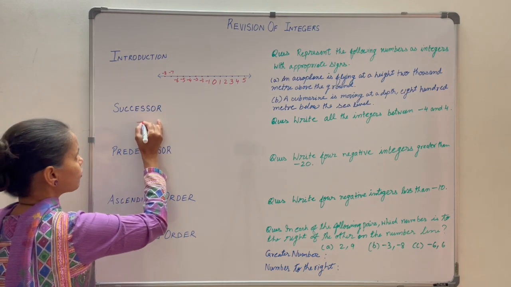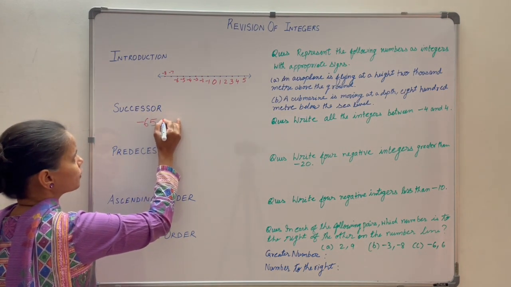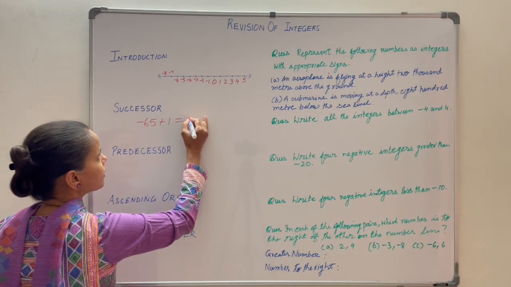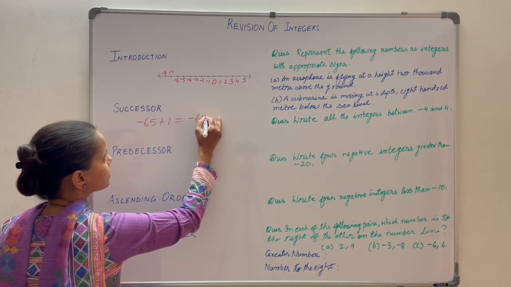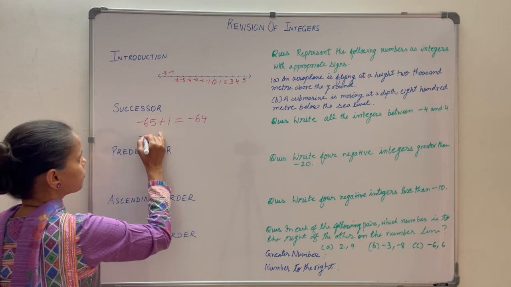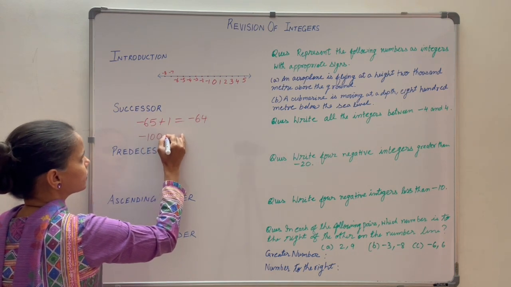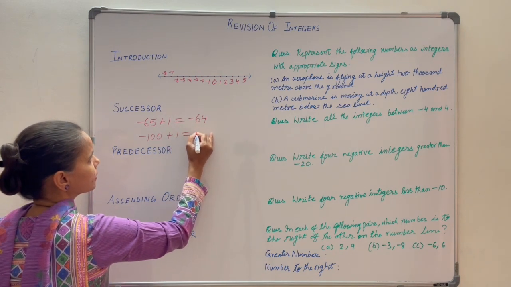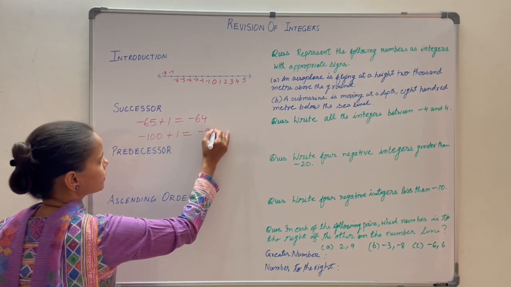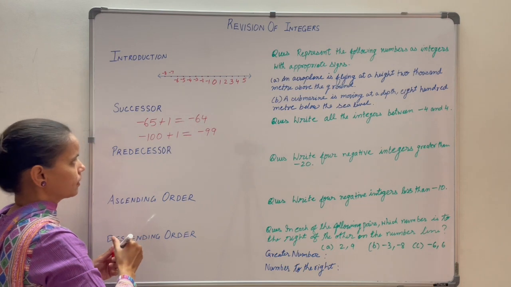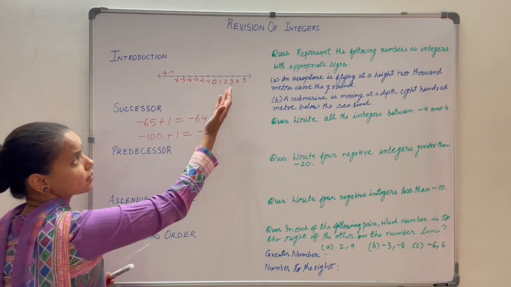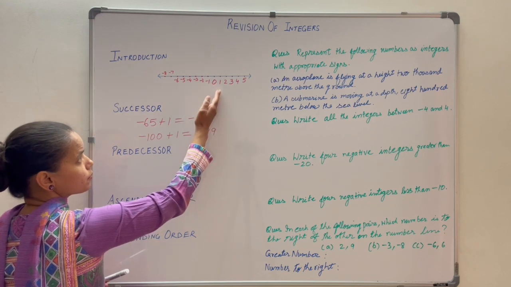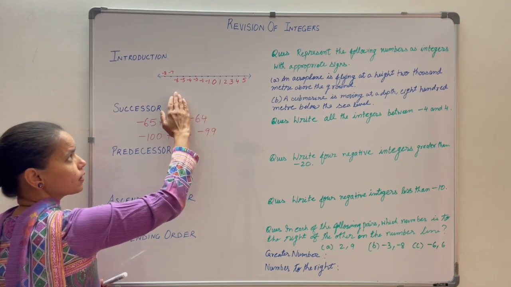Successor: when you add 1 to the number, you get the successor. What is the successor of -65? You need to add 1 to it, so you get -64. If I take -100, then what is the successor of -100? It is -99. Numbers towards the right are greater, and numbers towards the left are smaller.